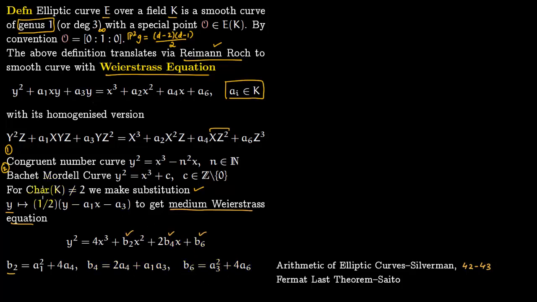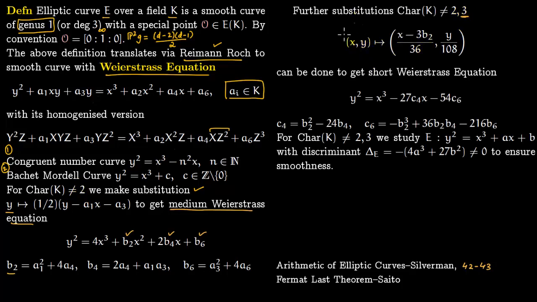Now if the characteristic of your underlying field K, further to not being 2, is also not 3, then you can make a further substitution. So now you introduce this 36 here, and that's precisely why we did not want 3. x is transformed to (x minus 3b2) over 36. You see this 3 is also here, and this y over 108. Again, this is divisible by 3. Therefore we want the underlying field to not have characteristic either 2 or 3. If you make this substitution, then you get a further shortened equation.